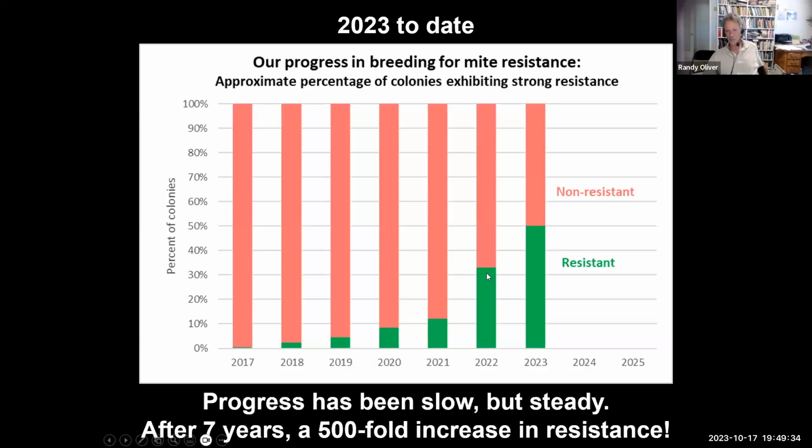So by 2022, we're up around that 30-some% level. This year, our October washes are saying in most of our yards, we're seeing 50% of our colonies have not needed a treatment yet. They have a mite count of 2% or less.